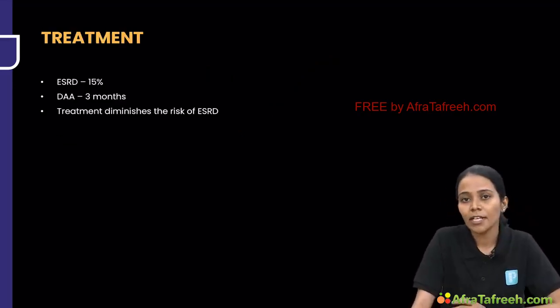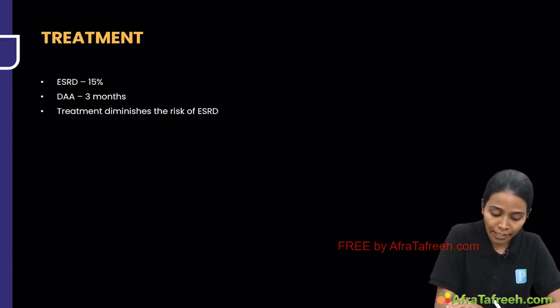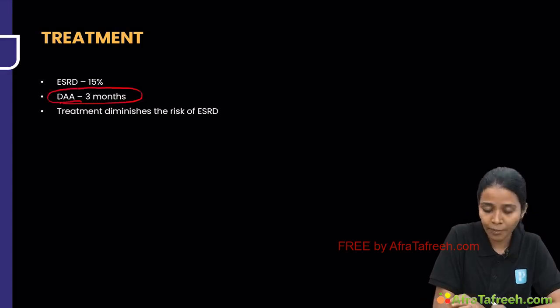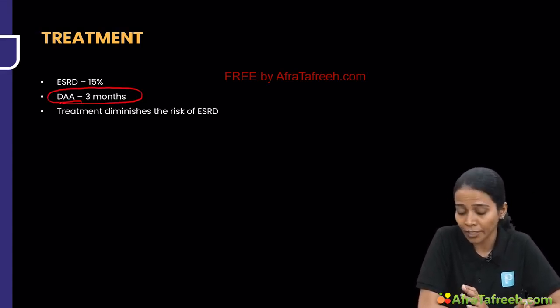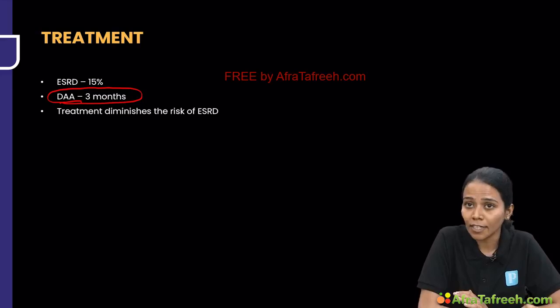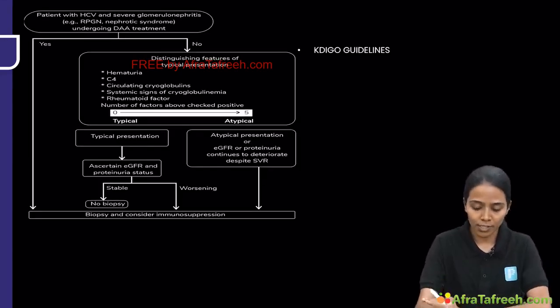Now treatment is 15% of these patients reach ESRD. However, if we treat the cause, it can be lesser. Now directly acting antivirals are available and the treatment for 3 months will help in sustained virological remission in approximately 95 to 98% of patients. And treatment and curing the disease diminishes the risk of ESRD. So this is the KDIGO guidelines.